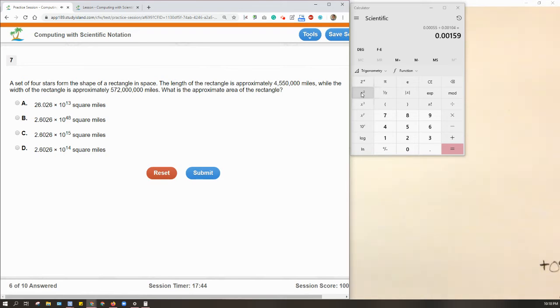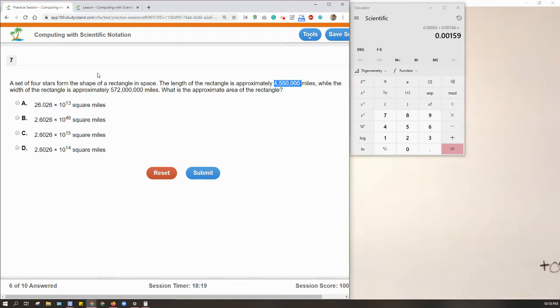Number 7, a set of 4 stars form the shape of a rectangle in space. The length of the rectangle is approximately 4,550,000 miles, while the width of the rectangle is approximately 572 million miles. What is the approximate area of the rectangle? Wow, I'm going to multiply these two together. You know how to find the area of a rectangle. It's width times length. So I'm going to take the length, which is 4,550,000, and I'm going to multiply that by the width, which is 572 million.